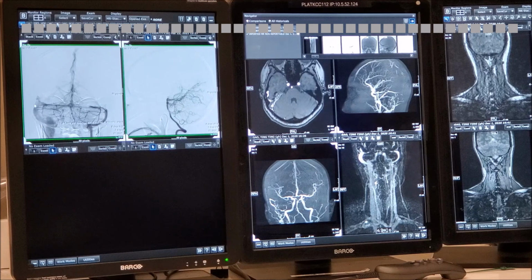So on the right side, look, we have a nice... What sinus is this? Sigmoid. Sigmoid sinus. And what am I missing here? Is this not opacifying properly? What am I missing here?